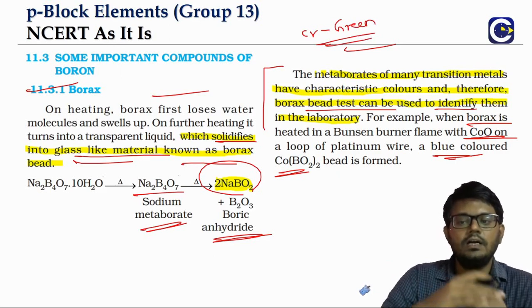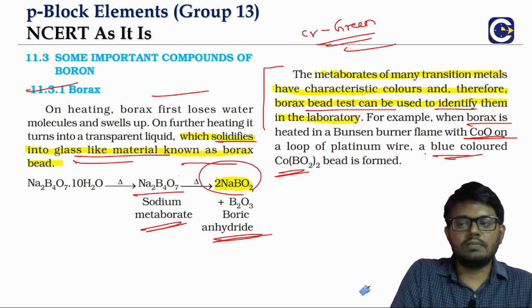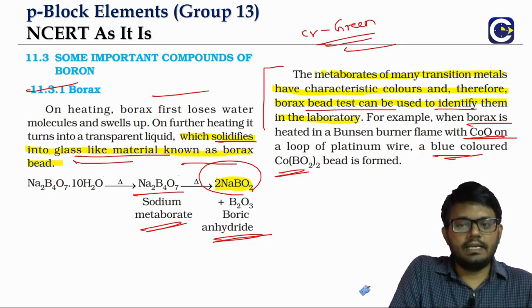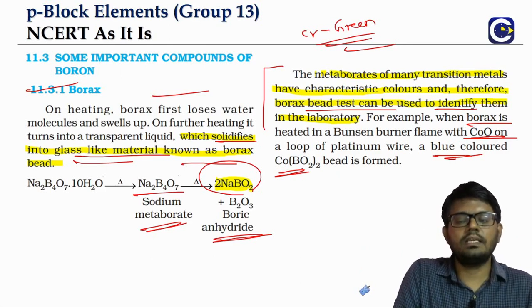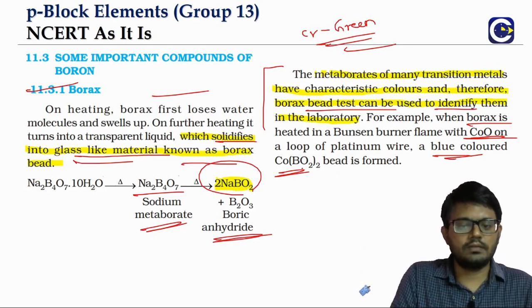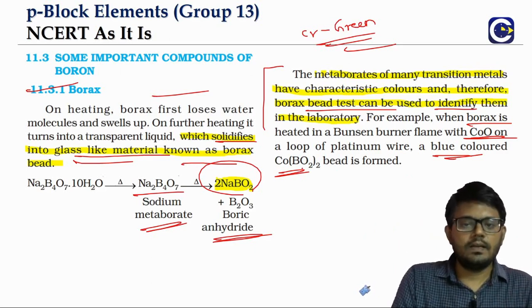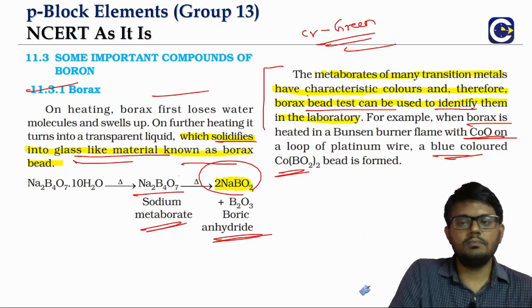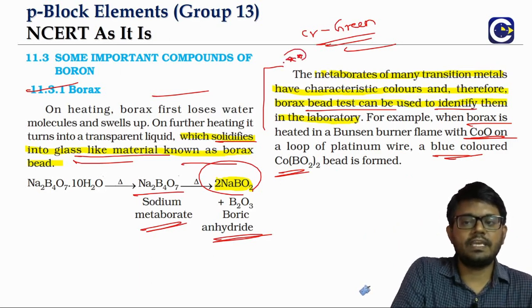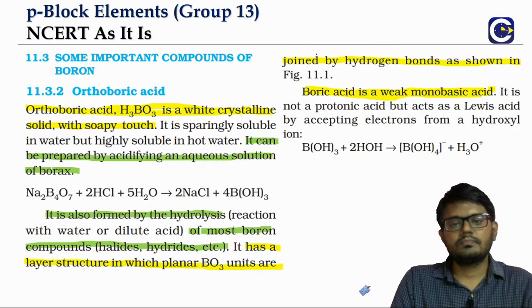Like if you take borax and heat it on a Bunsen burner flame with cobalt oxide, on a loop of platinum wire, it will be able to give us the cobalt metaborate. Similarly, we can do the same experiment for the other transition metals also. So this is the borax bead test. This is important. This is used to identify the transition element that is forming the bead.